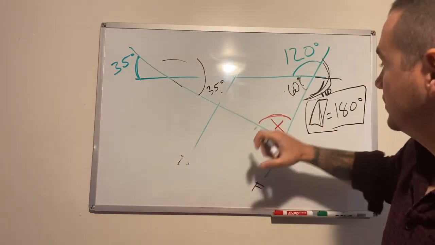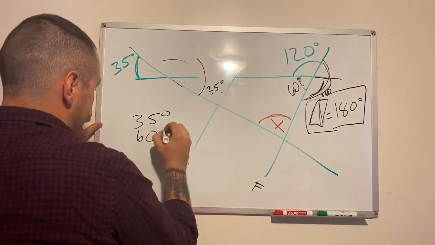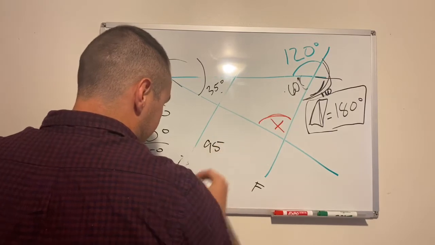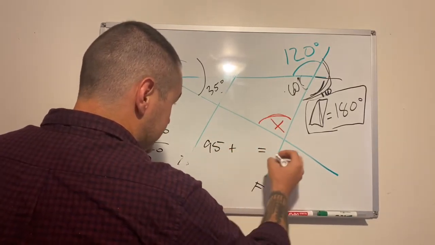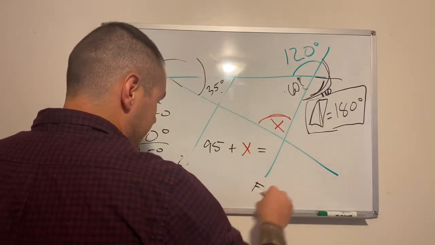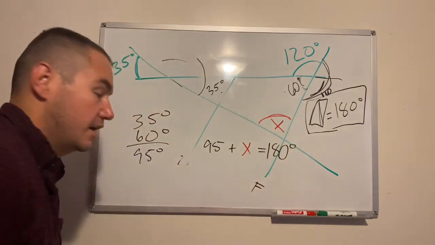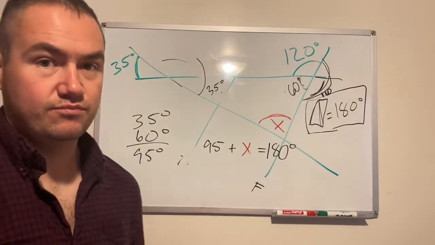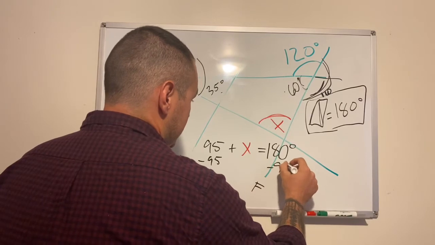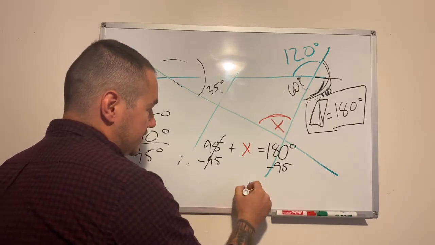So 35 plus 60 is going to get us close to 180, but it's not going to get us quite there. So that's 95. So we know that 95 plus our x value is going to be equal to the total degrees inside the triangle, which again is 180 altogether. All right, from here, we just do a little basic algebra. Not too bad. Subtract 95 from both sides and we'll get the answer. What happens when you take 95 from 95? It goes away, which is what we want. We want to isolate our variable. So we get our x all alone.